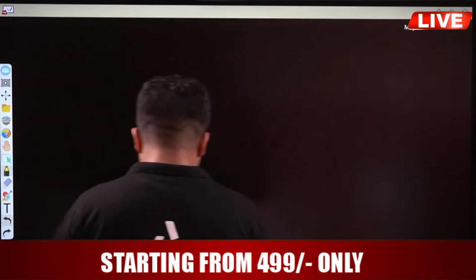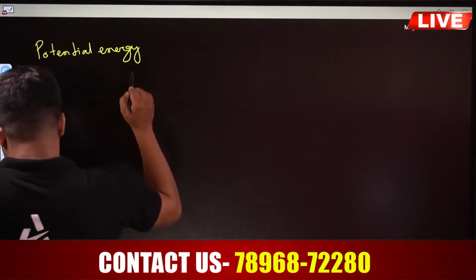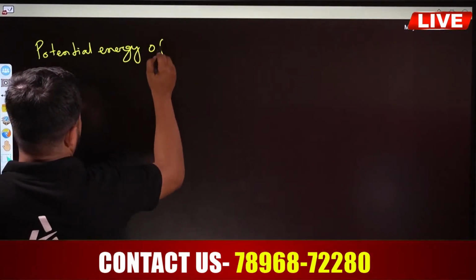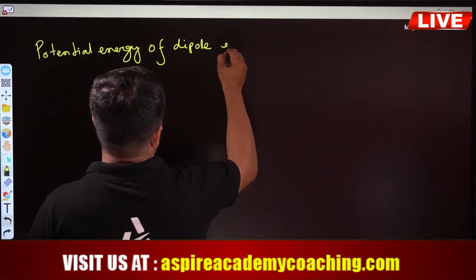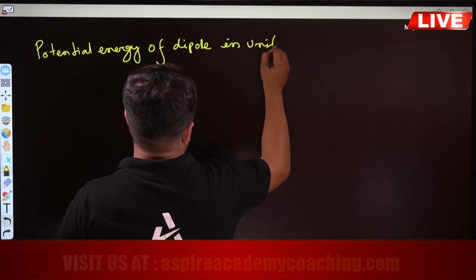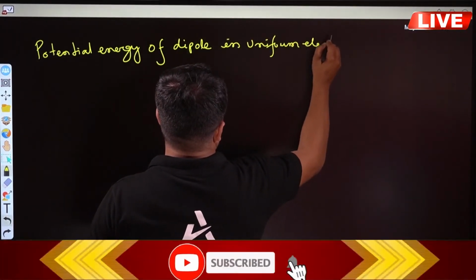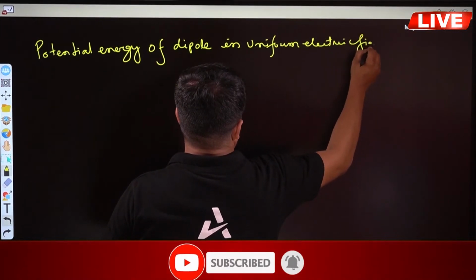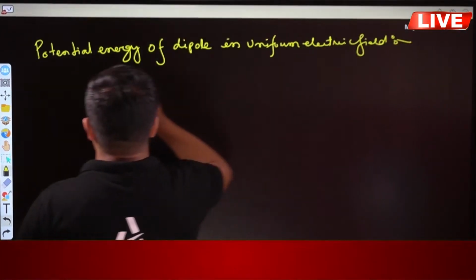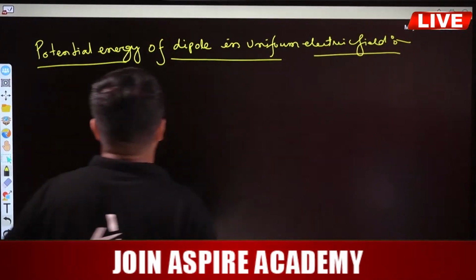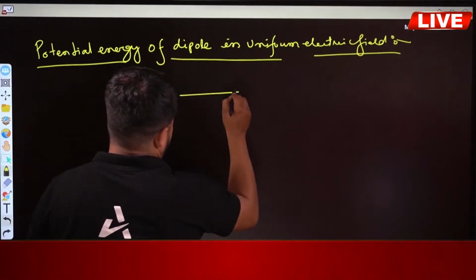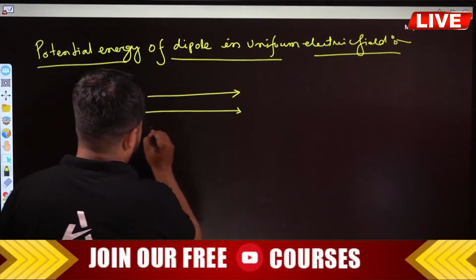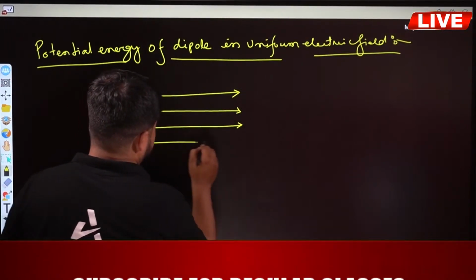Okay, so another important topic is what? Another important topic: potential energy of a dipole in a uniform electric field. We have already discussed potential energy. So suppose there is a uniform electric field. This is called a uniform electric field.